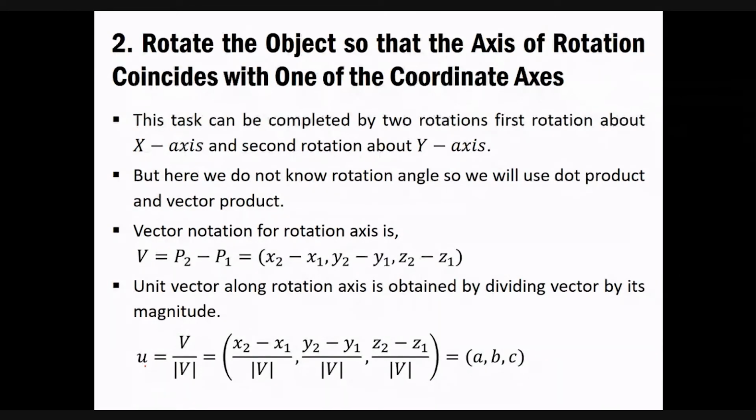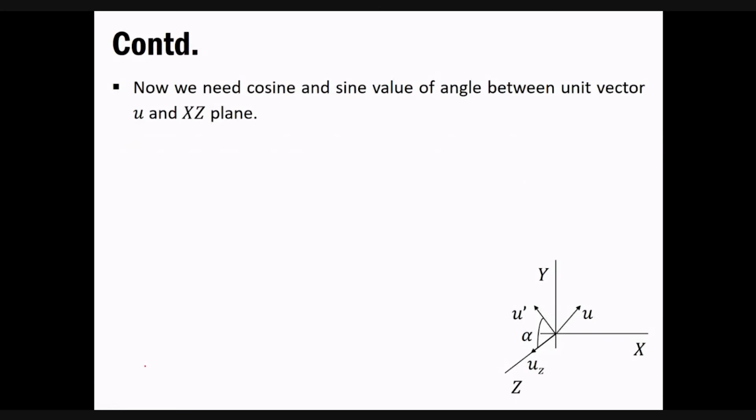Okay, so whatever thing you have, you just need to divide it with its magnitude, and then you would be getting a simple coordinate kind of thing, that is a, b, and c. So now we need the cosine and sine value of the angle between unit vector u and the xz plane. Why do you need this?